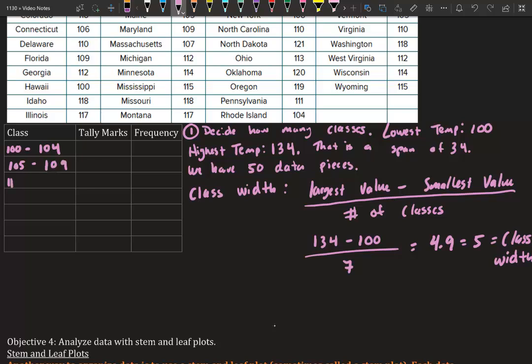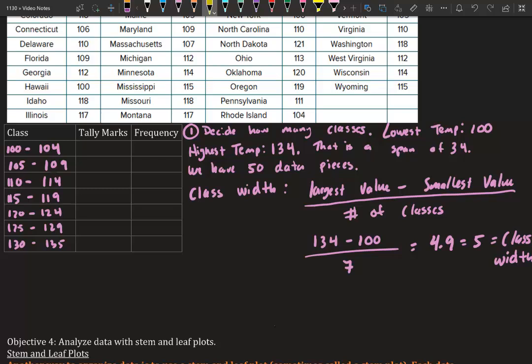All right, so our next number is 110. So we count 110 is 1, 111 is 2, 112 is 3, 113 is 4, 114 is 5. So this goes 110 to 114. So then we have 115 to 119, 120 to 124, 125 to 129, and 130 to 135. I know to stop there because the highest temperature is 134, so I don't need to keep going. I stop right there.